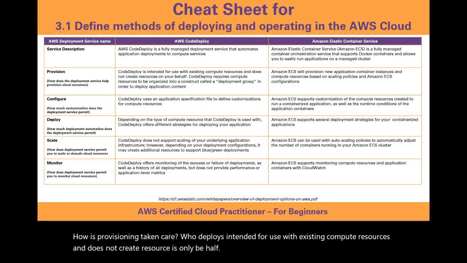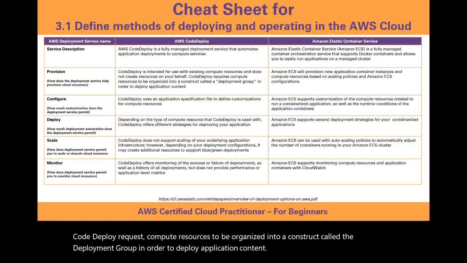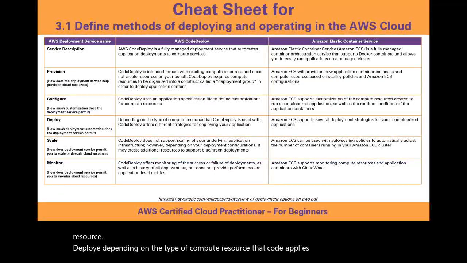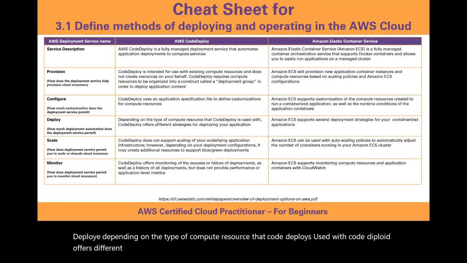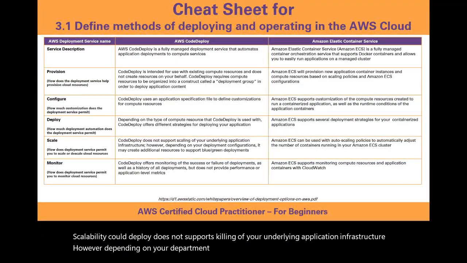CodeDeploy requires compute resources to be organized into a construct called a deployment group in order to deploy application content. Configuration: CodeDeploy uses an application specification file to define customizations for compute resources. Deploy: depending on the type of compute resource that CodeDeploy is used with, it offers different strategies for deploying your application. Scalability: CodeDeploy does not support scaling of your underlying application infrastructure. However, depending on your deployment configurations, it may create additional resources to support blue-green deployments.